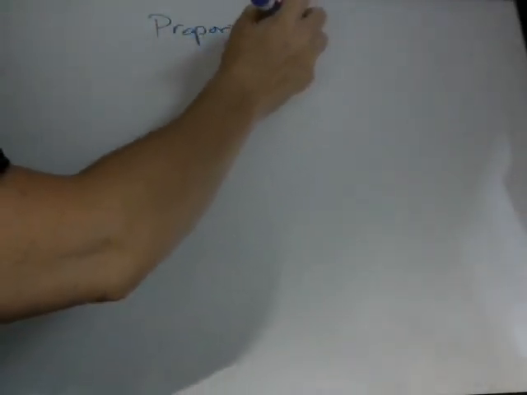Here we're going to talk about proportions. Proportions are a way to relate ratios. It means that two ratios are equal. If you don't know what a ratio is, you need to watch the video on Facebook. The way that we can express a ratio is as a fraction.